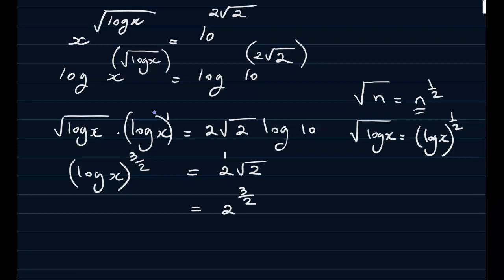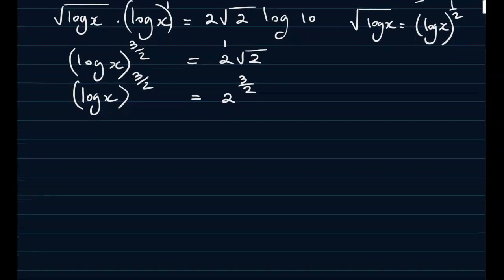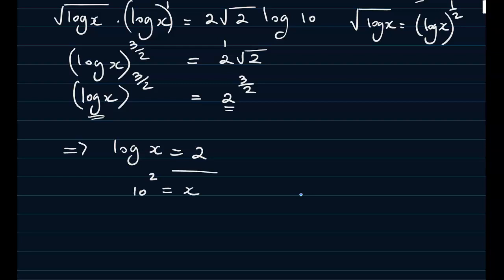If I change everything on this side in terms of exponential, you get this. So let's set that up again. Log of x, this is on the left hand side, to the 3 over 2, equals 2 to the 3 over 2. So the bases are different, but the exponents are the same. That means definitely we can say now log of x must equal 2. Okay, and if that's the case, then 10 squared is equal to x. All right, it's as simple as that.